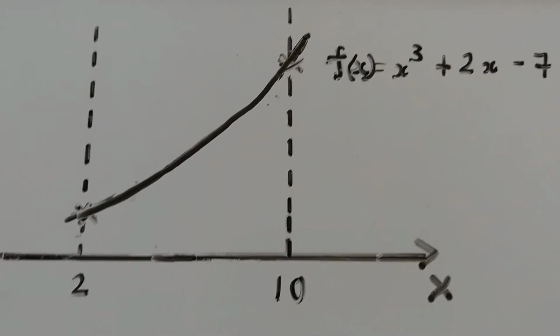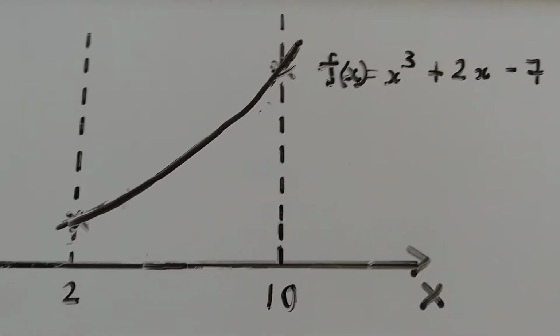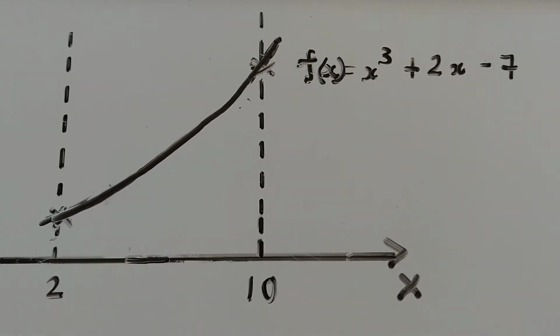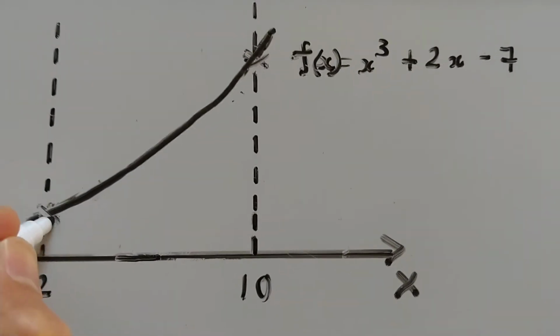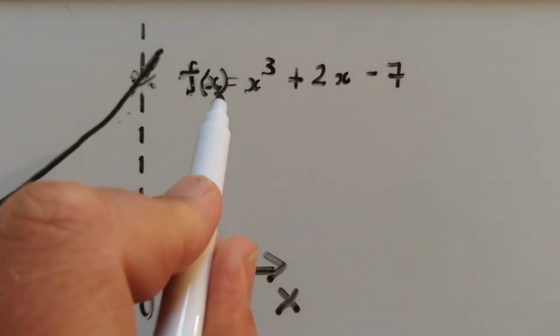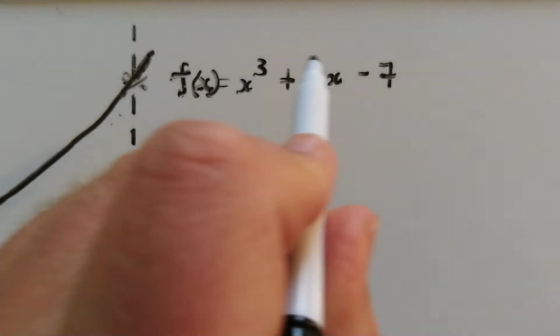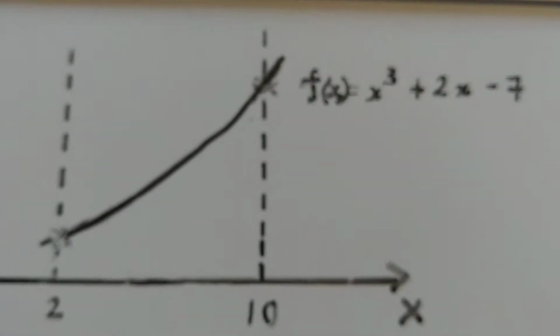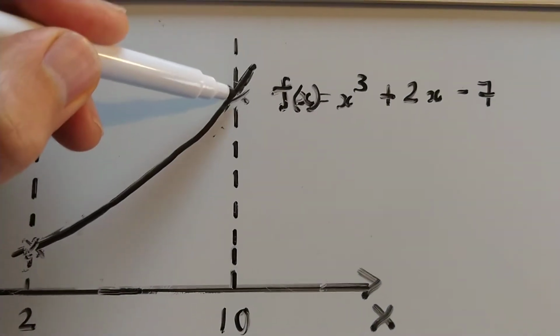And if I asked you to work out the minimum and maximum values of the curve between 2 and 10, you'd rightly say, well, that's quite easy to work out. When x is 2 will give me the minimum, so I'll substitute 2 into here. F of 2 is 2 cubed plus 2 twos take away 7. Get that value, that will be the minimum. Do the same thing here for the maximum value.